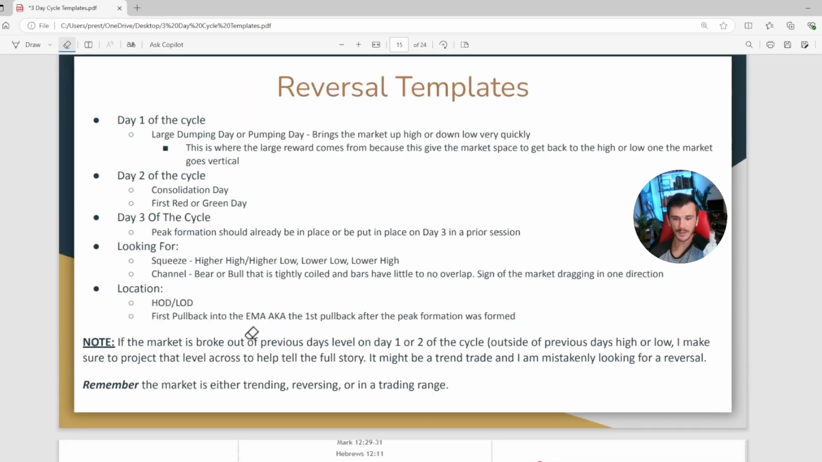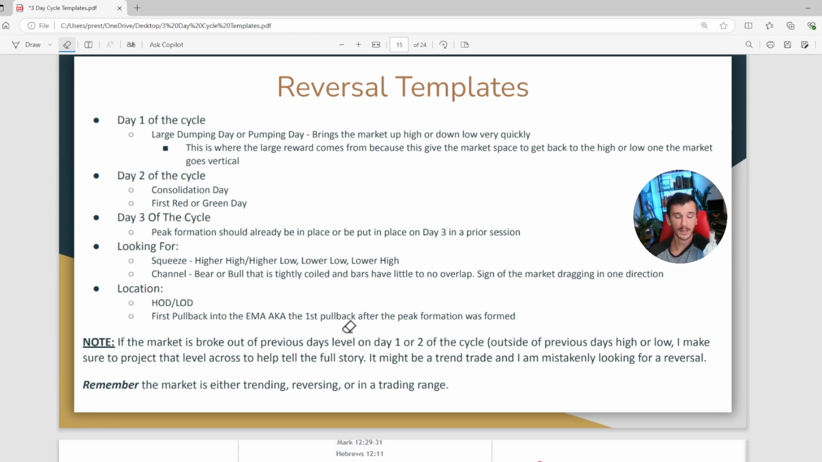So if the market has broken out of previous day's level, day 1 or 2 of the cycle, outside of previous day's high or low, I make sure to project that level across like I was talking about in the trend trades to help tell the full story. Maybe I have space just to get back down to that breakout level, and that is my reward. The market's breaking down and going back for that level. That would be the pump, and then the dump would be the dump back into the breakout level.